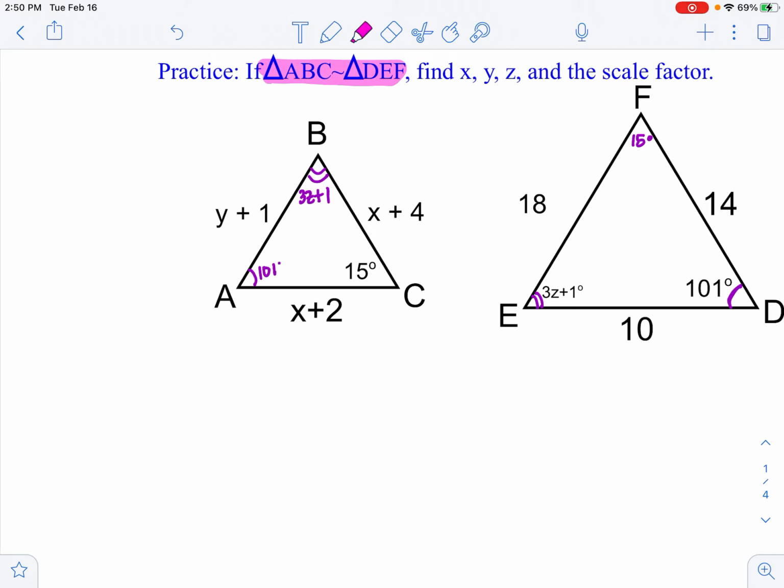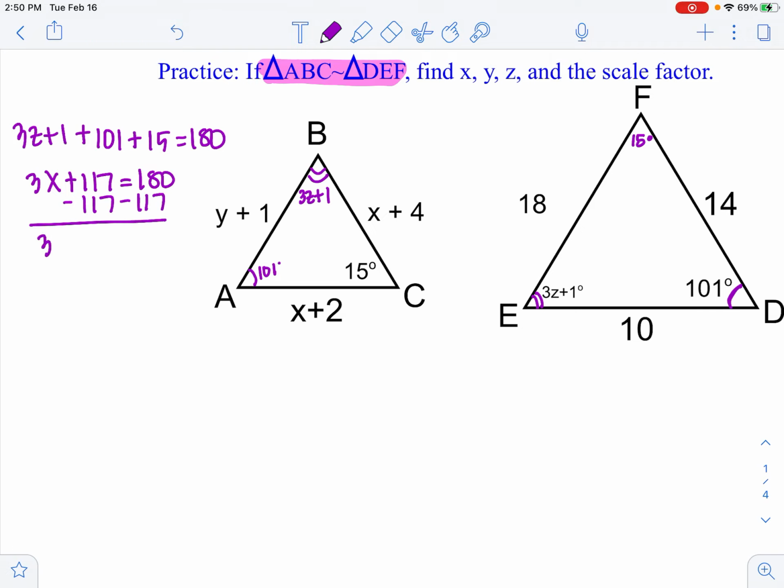All right, so now if you look, I can solve for my missing variable in my angles, because I have all 3 angles in the triangle. So I'm going to start by solving for z. I'm going to do 3z plus 1 plus 101 plus 15 equals 180, because all three angles have to add up to 180. So I have 3z plus 117 equals 180.